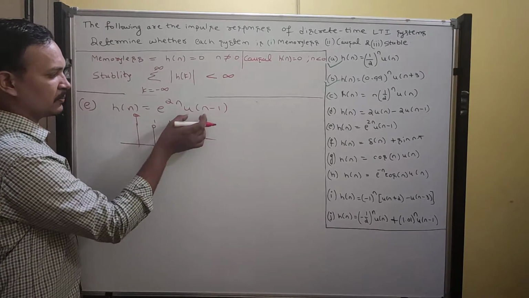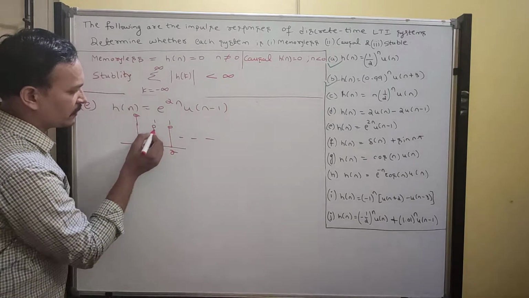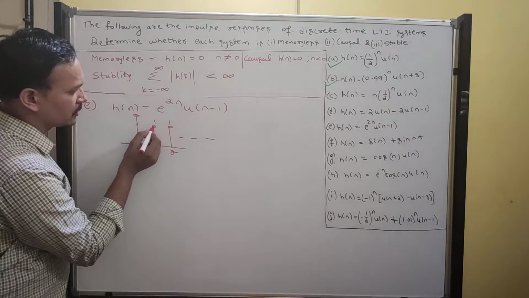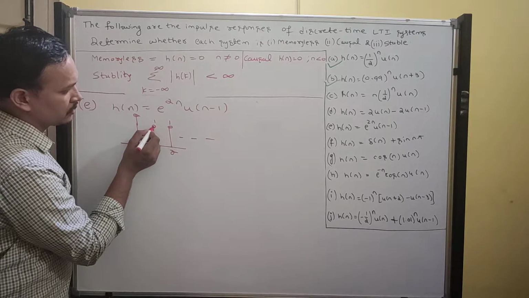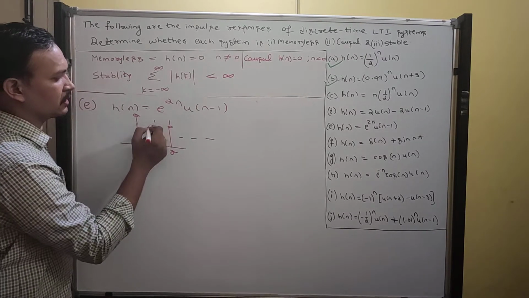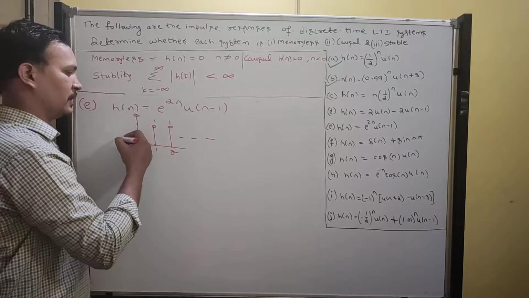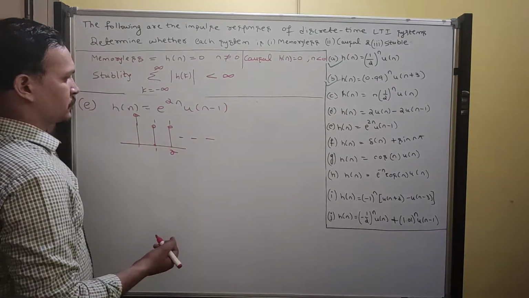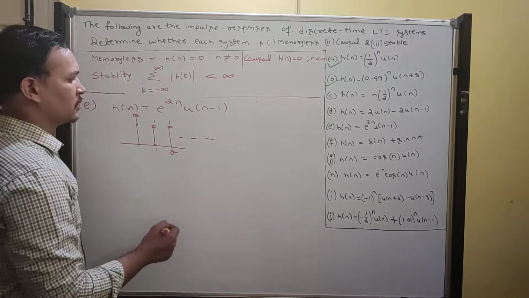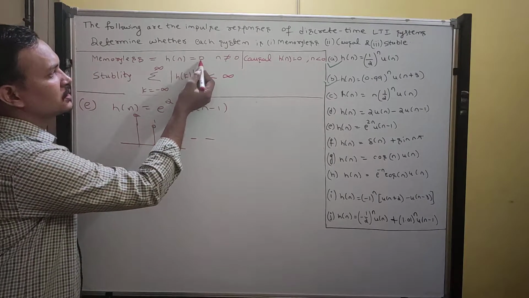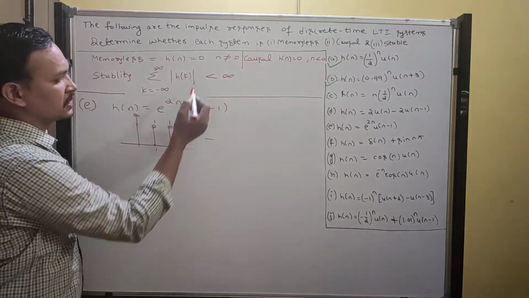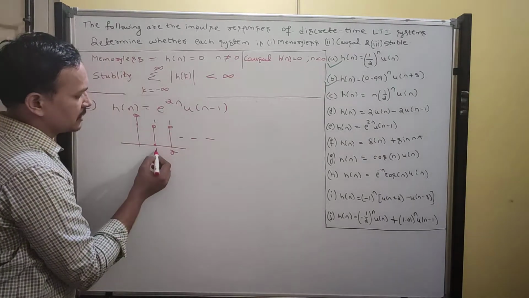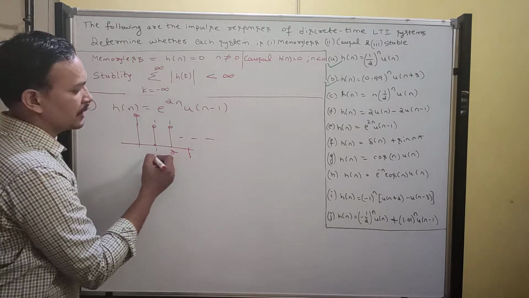Multiply this, so the waveform starts from here. Since e power 2n is positive, you will get an exponential rise, multiplied with this. But I need only u of n. Now look here. H of n is equal to 0 for n not equal to 0. Check this condition. N is not equal to 0 means here 1, 2, 3 are not equal to 0.